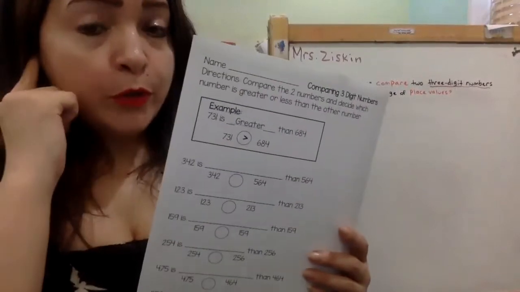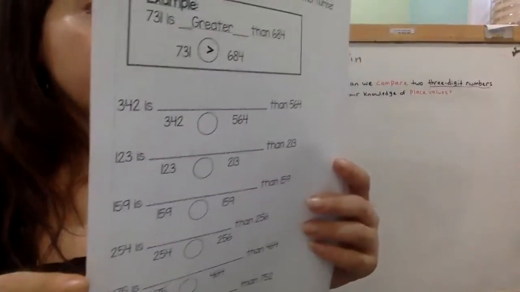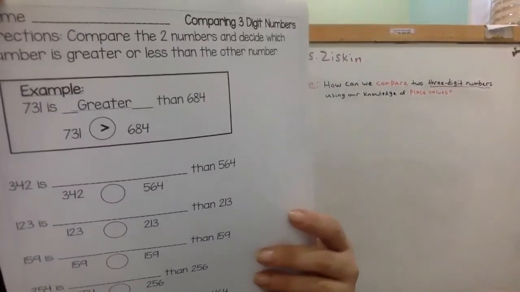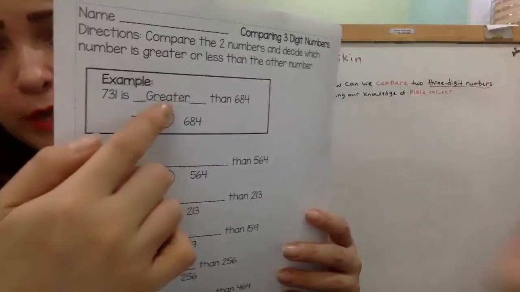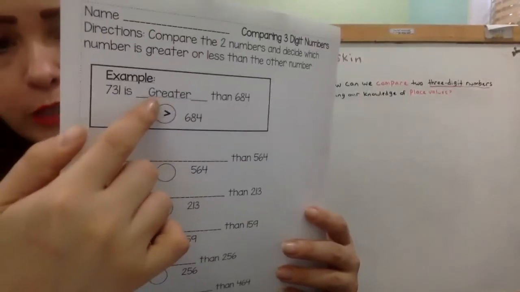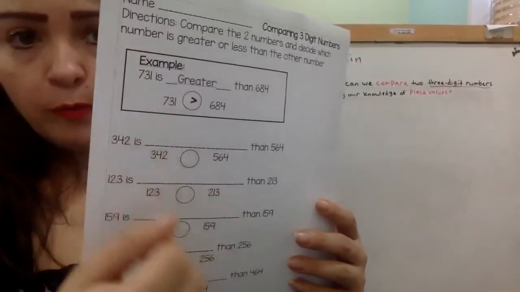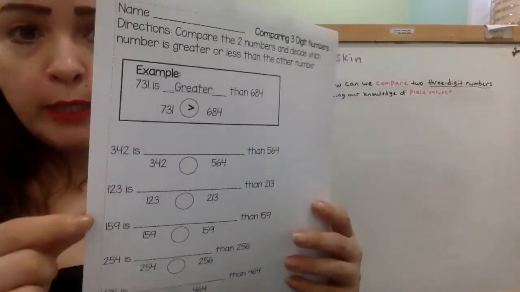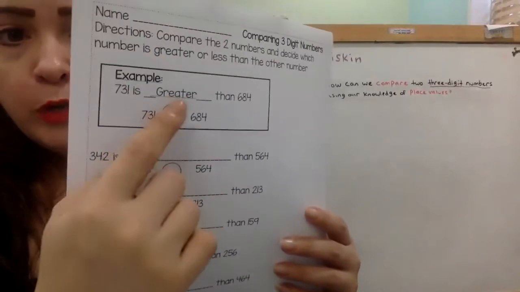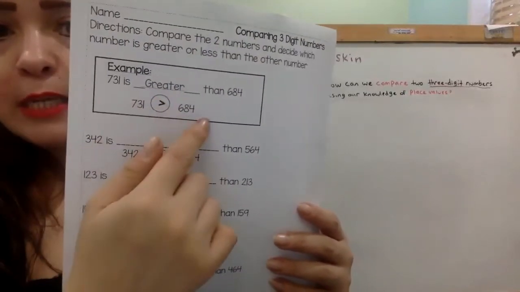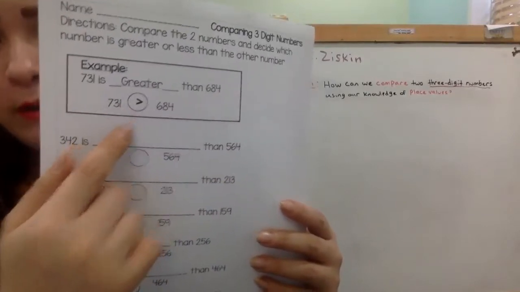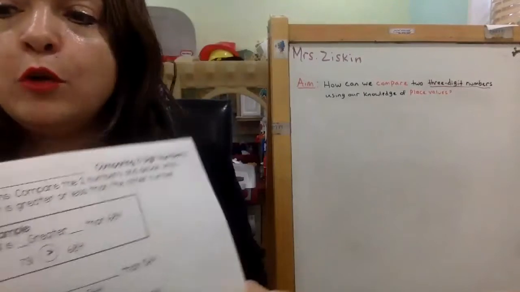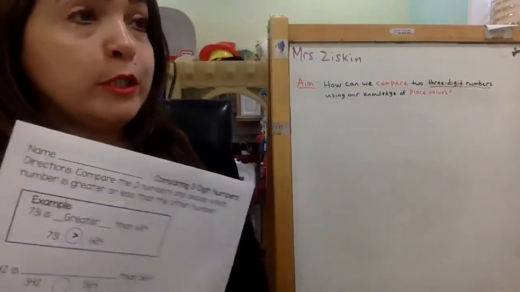So let's everyone put their listening ears on. The first thing we want to do is put our name on the top of the paper. And then what we're going to do is write the words either greater, less, or equal. And we're going to use the matching symbol. So they gave us an example here that 731 is greater than 684, and they use the symbol for greater than. So does anyone have any questions about what we're doing before we start?